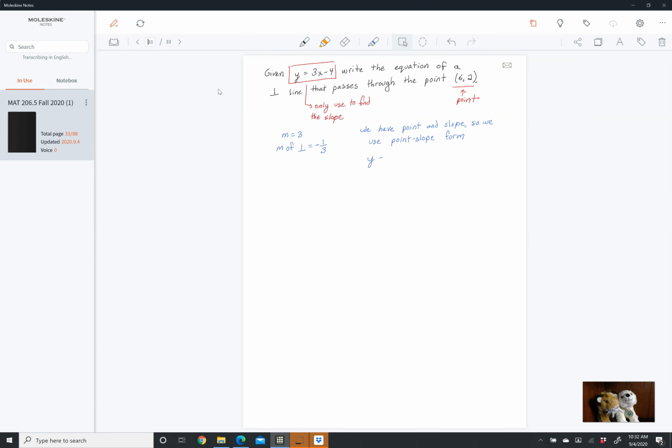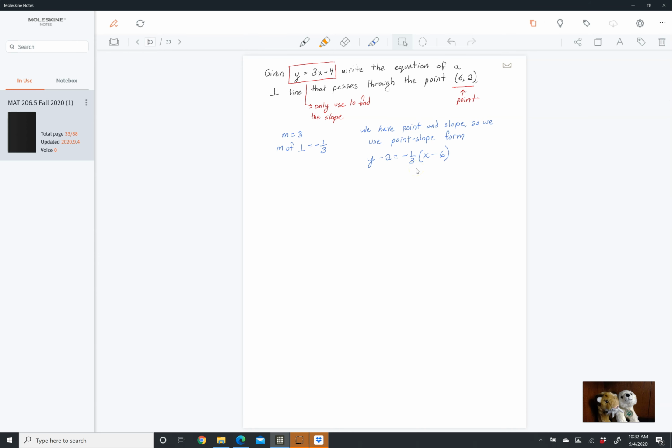It's y minus our y1. So our point is 6, 2. So our y1 is 2. Is equal to our slope times x minus x1. And our x1 is 6.